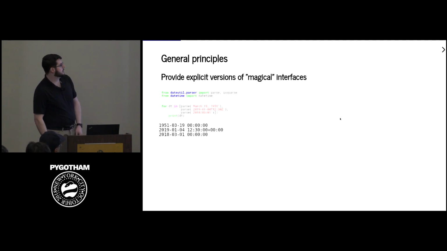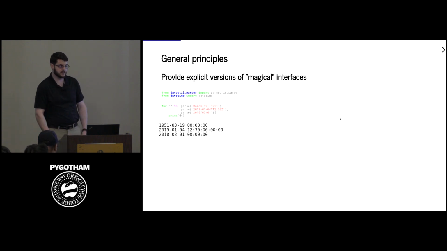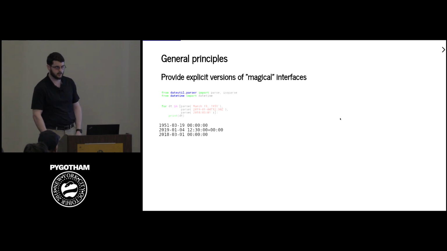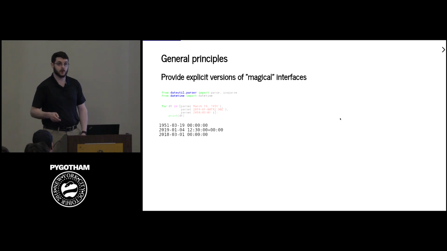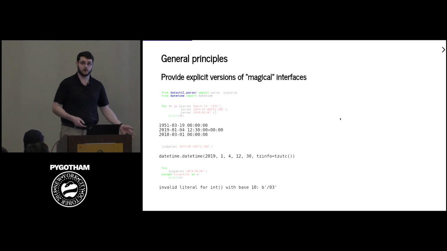A last general principle is that you should provide explicit versions of magical interfaces. So dateutil is sort of famous for its parser that can just chew up anything. You pass it anything that's even close to a date, and it'll parse it. It'll work just fine, right? But sometimes it's actually a bug if you're passing me something that's not an ISO 8601 date, right? So in that case, the parser is not going to help you. The parser doesn't tell you what the format was.